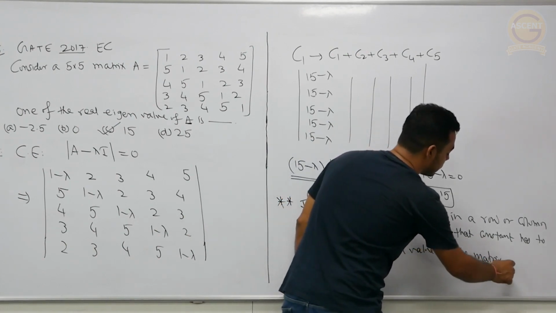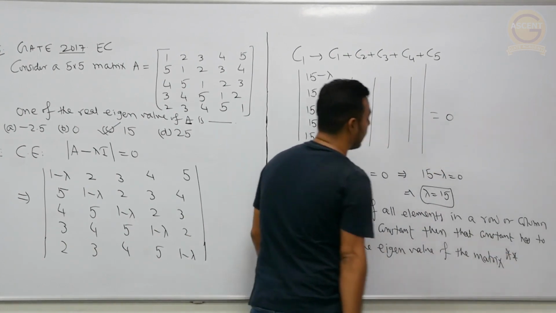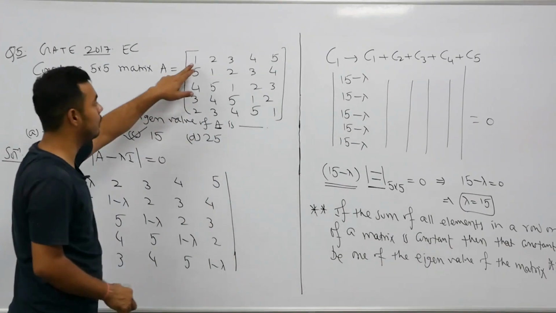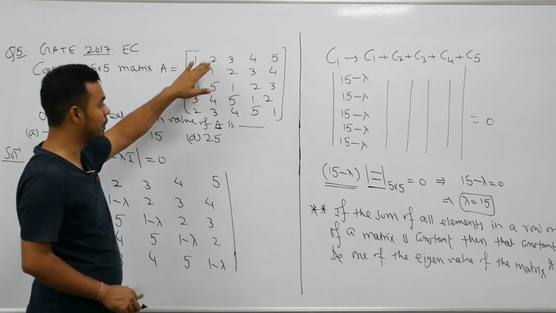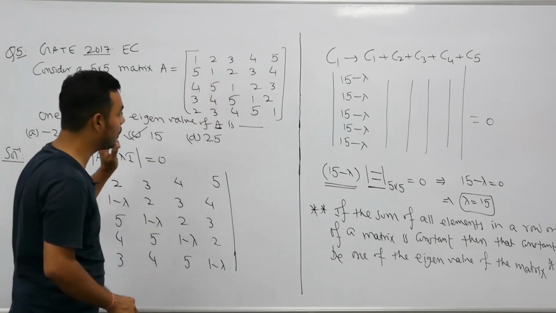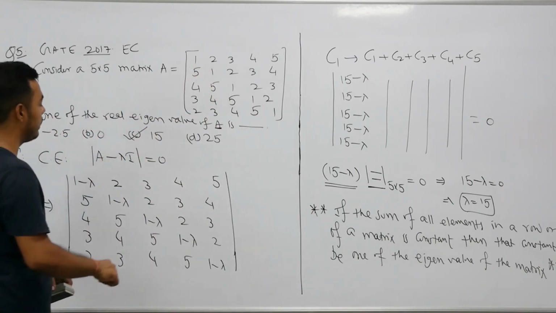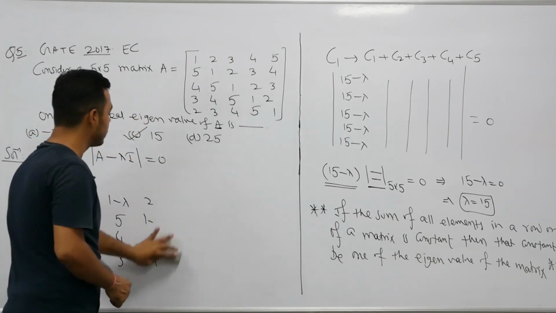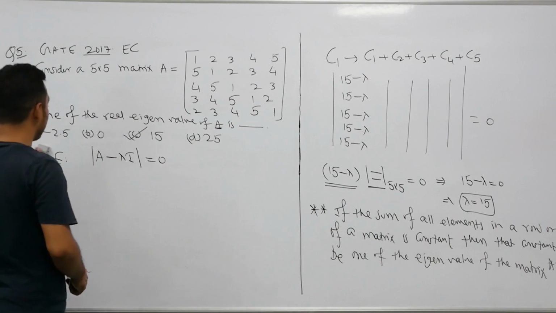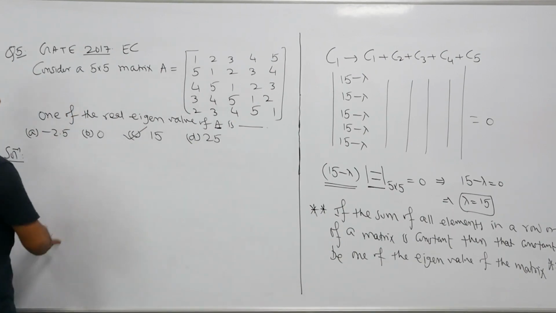Once you know this result, then you don't have to do any calculation. You can simply see the matrix and you can see that the sum of all the elements is constant. So the constant is 15. So this means 15 has to be one of the eigenvalues. Now let me take one example to explain this concept further. This problem is over, the correct answer is 15.